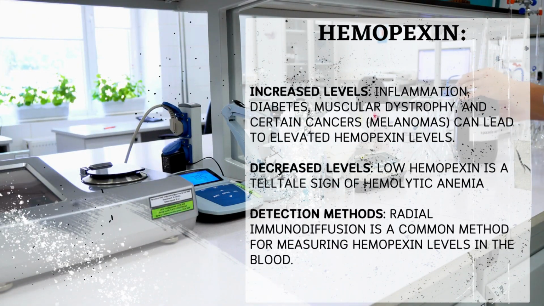Hemopexin levels and clinical significance. Increased levels: inflammation, diabetes, muscular dystrophy, and certain cancers, melanomas, can lead to elevated hemopexin levels. Decreased levels: low hemopexin is a telltale sign of hemolytic anemia, a condition where red blood cells are destroyed at an abnormally high rate. Detection methods: radial immunodiffusion is a common method for measuring hemopexin levels in the blood.